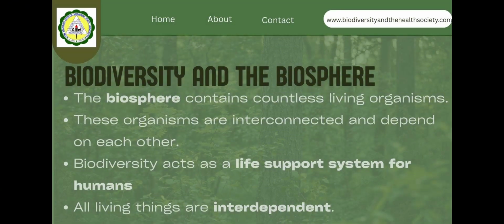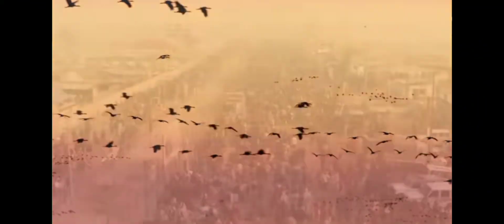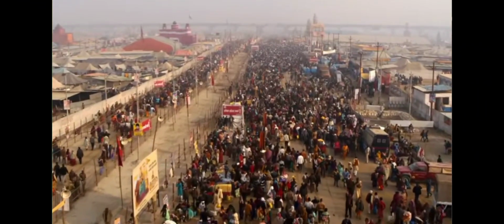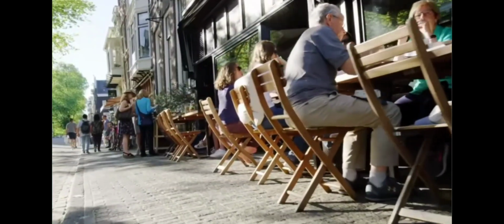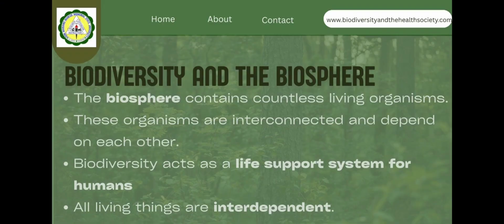Now, let's talk about biodiversity and the biosphere. The biosphere contains countless living organisms, which means maybe millions or billions. These organisms are interconnected and depend on each other, which means that no organism can live without the others. Biodiversity acts as a life support system for humans. This also means that we humans cannot live without biodiversity. All living things are interdependent.